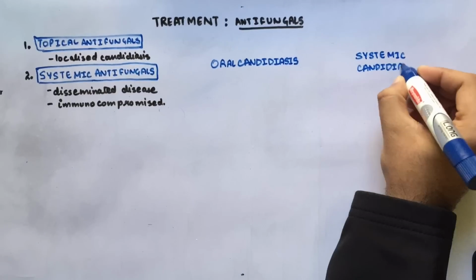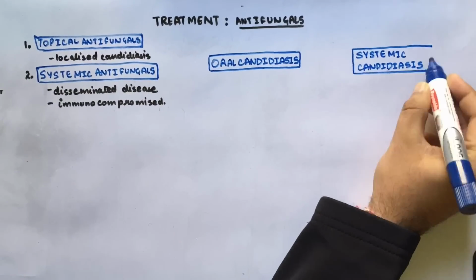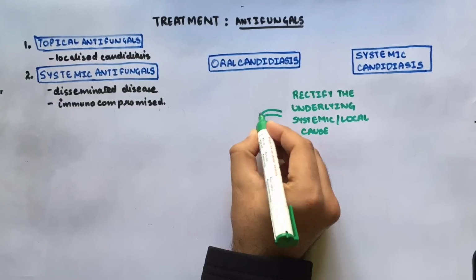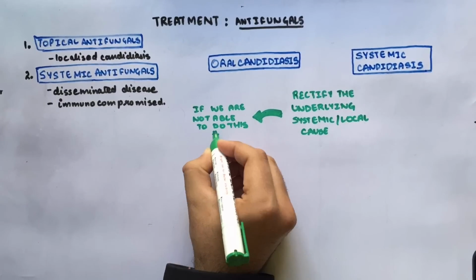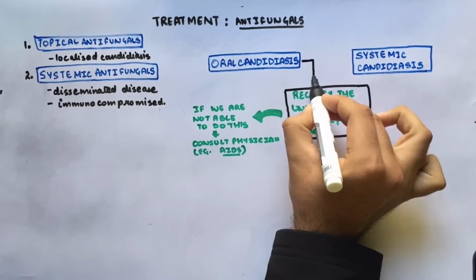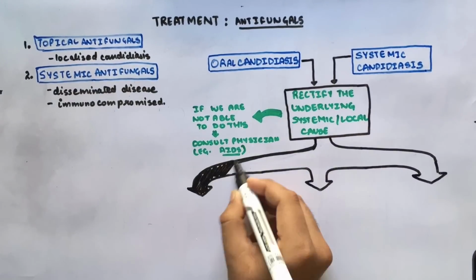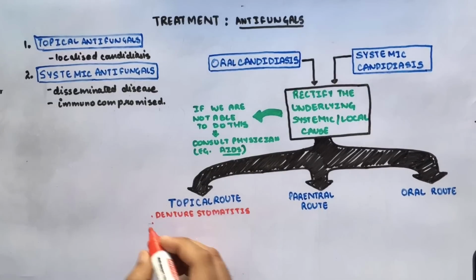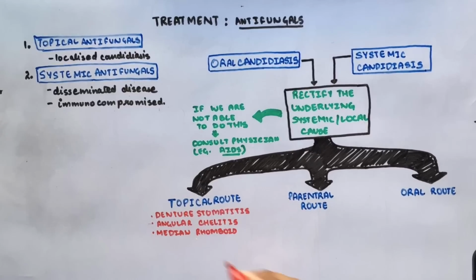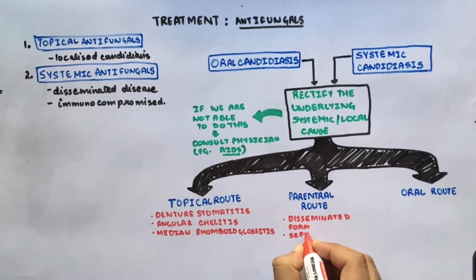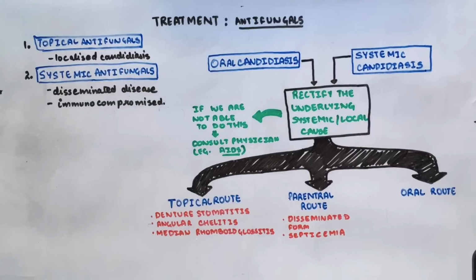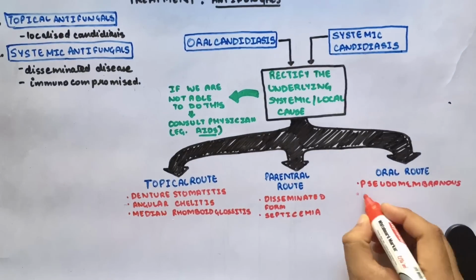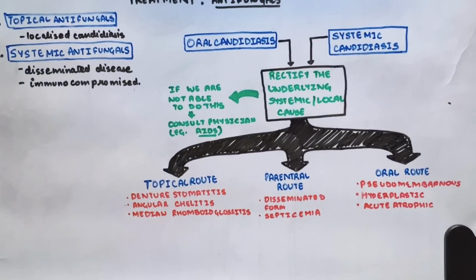Whether the disease is confined to the oral areas or it is systemic in nature, we have to rectify the underlying systemic or the local cause. And on the basis of this, we will decide which system we will use to deliver the antifungal drugs, whether the topical route, the parenteral route or the oral route. The topical route is effective for denture stomatitis, angular cheilitis and the median rhomboid glossitis. The parenteral route is effective in any disseminated form of the disease, whereas the oral route is used to treat pseudomembranous, hyperplastic and the acute atrophic form of the disease.